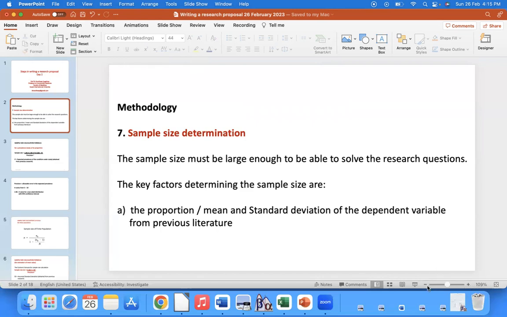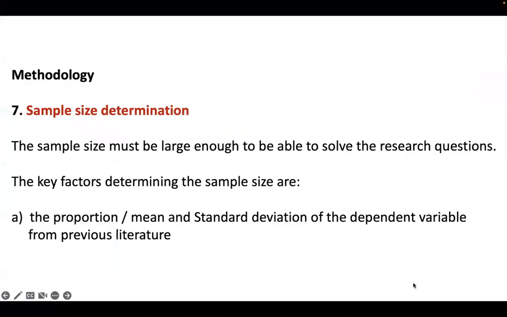So sample size determination is a major component when you are preparing a proposal. Sample size must be large enough to be able to solve the research question. The key factors determining the sample size are the proportion, mean, and standard deviation of the dependent variable from previous literature. So, while calculating sample size, we have to make sure that we key in the alpha error and beta error.